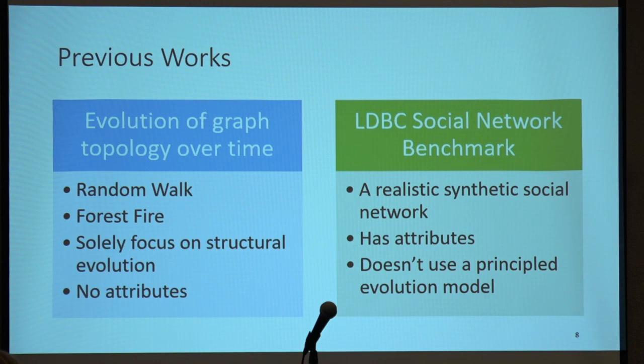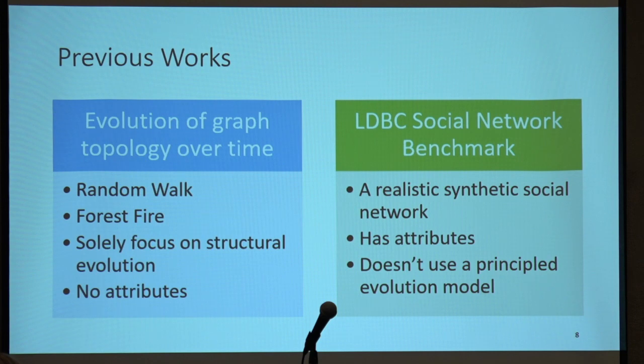There have been works in this area. One trend of work is looking at the evolution of graph topology. Two famous models in this area are random walk and forest fire. Those models solely focus on the structure and they don't use attributes in their evolution.